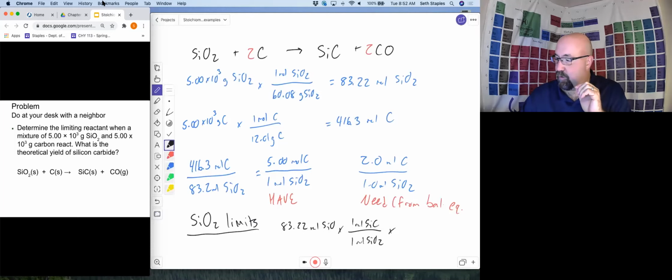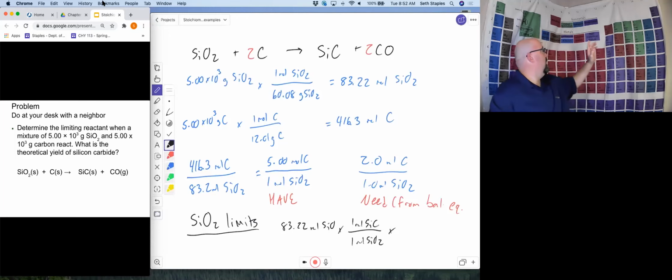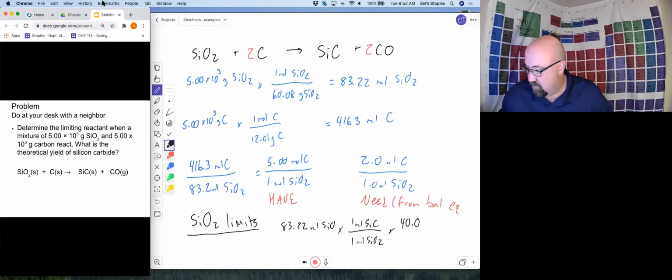And so I'm going to then use the molar mass of silicon carbide, which I haven't looked up yet, but silicon 28.0855. I knew it would be handy to have a periodic table backdrop. Plus my carbon of 12.01. So a molar mass of 40.0955 grams per mole.